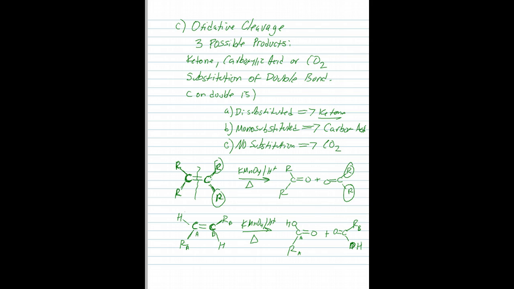Now you might be thinking, what happens if one of the carbons is di-substituted and the other carbon is monosubstituted? Well, follow the rules. One of your products becomes a ketone, the other product becomes a carboxylic acid. So let's look at an example. Let's say you have CRR, double bond to CRH. All right, why don't you take a second, put it on pause, and write what the product should be. All right, the product should be, the carbon on the left should be the ketone. The carbon on the right is going to be a carboxylic acid.